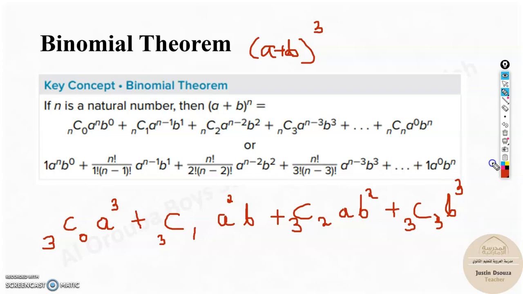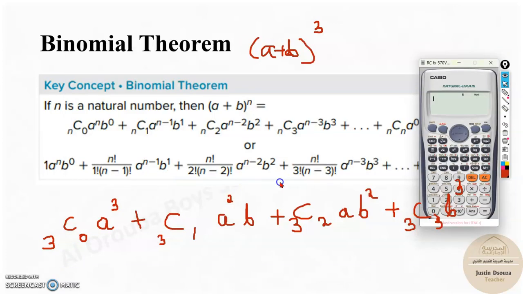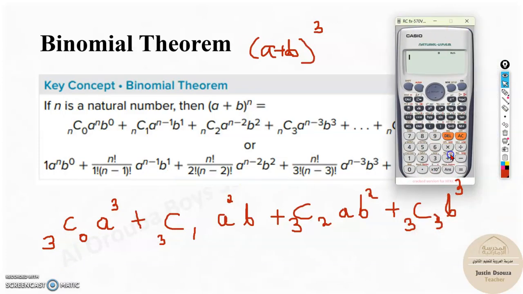But it's not over. You need to solve this. How can you solve this? It's up to you. You can use the calculator or you can use the formula. I'll show the calculator method over here. You should use nPr, nCr. It's over here. You should press shift and then the division symbol. You will get it.